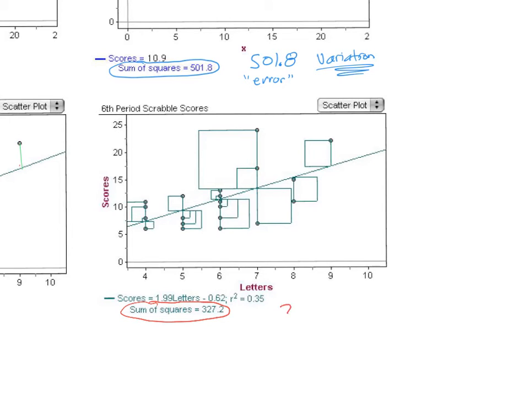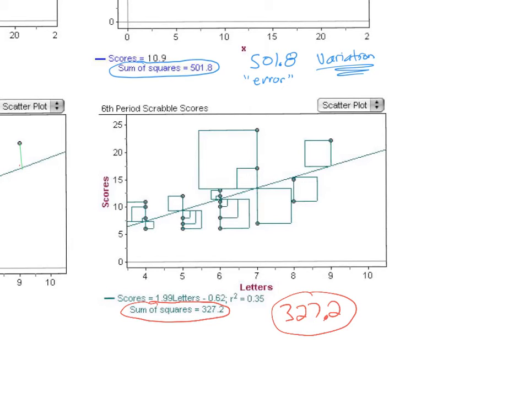So now I have 327.2 units of variation, where before I had 501.8. So I've actually done better, right? I've reduced the variation or the error in my guesses, okay? So by knowing how many letters are in your first name, like if you tell me 7, I can make a better prediction now of your Scrabble score than I could if I just guessed the average, okay?